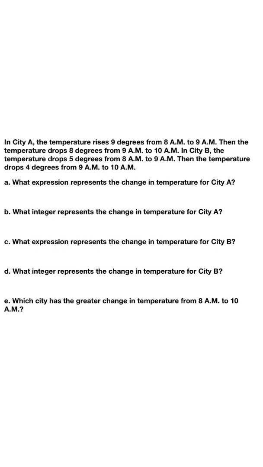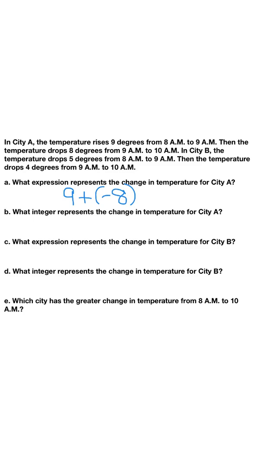If we look at City A, the first thing that happened was we had a rise of 9 degrees. And then we had a drop of 8 degrees represented by -8. 9 plus -8 is the expression. Notice the expression does not have an equal sign. What integer represents the change in temperature for City A?